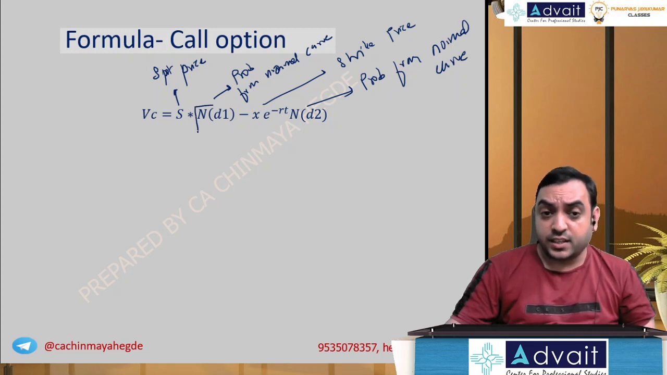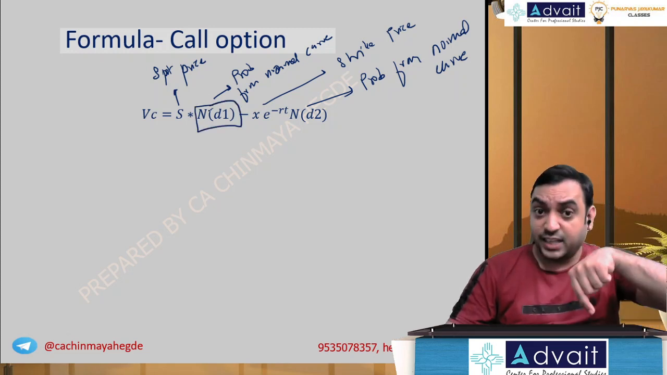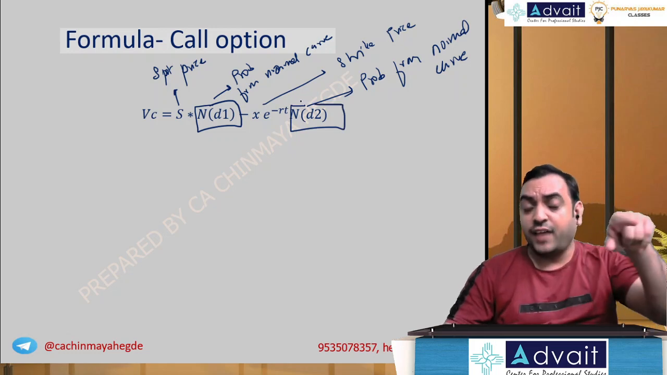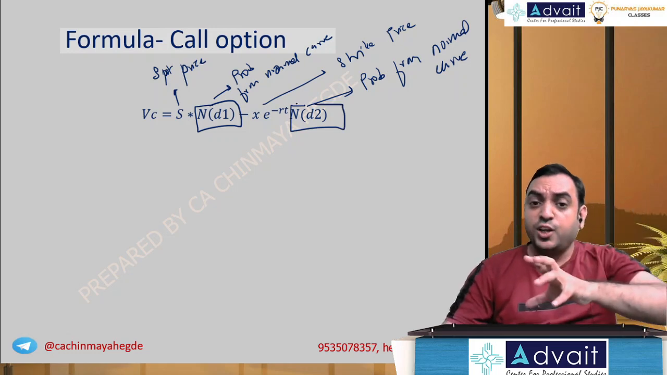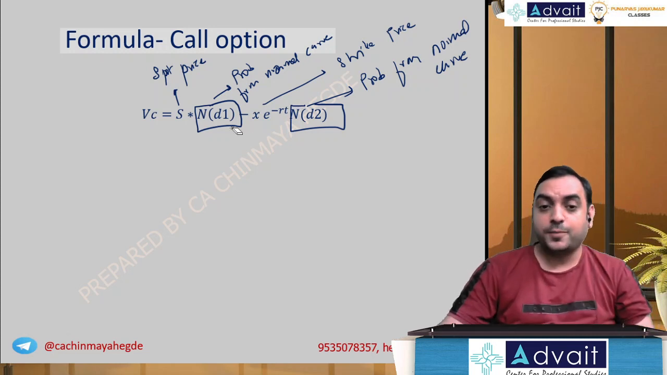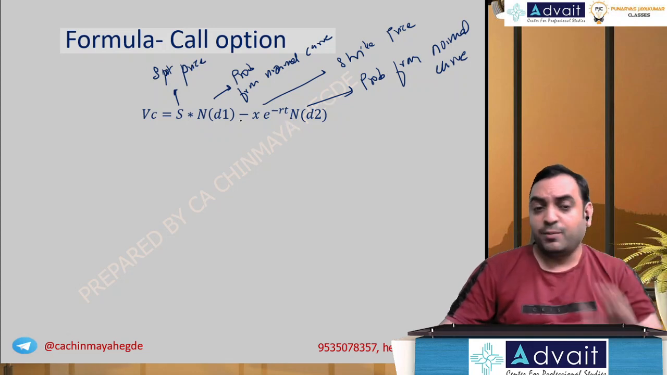This is starting from minus infinity till d1. This is starting from minus infinity till d2. For the d1 value, what is the normal curve value? For the d2 value, what is the normal curve value? How do you calculate d1 and d2? I'll come to it. First, let me tell you a little bit of logic.